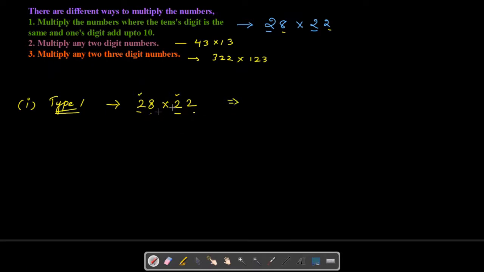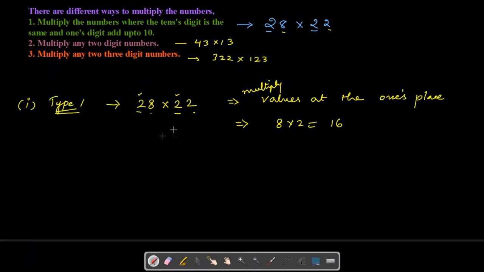So what I'll be doing is simply multiplying the values at the ones place. What are we going to do? We are going to multiply the values at the ones place, which is nothing but 8 times 2, which gives us 16, right? So let me write the 16 here as it is.